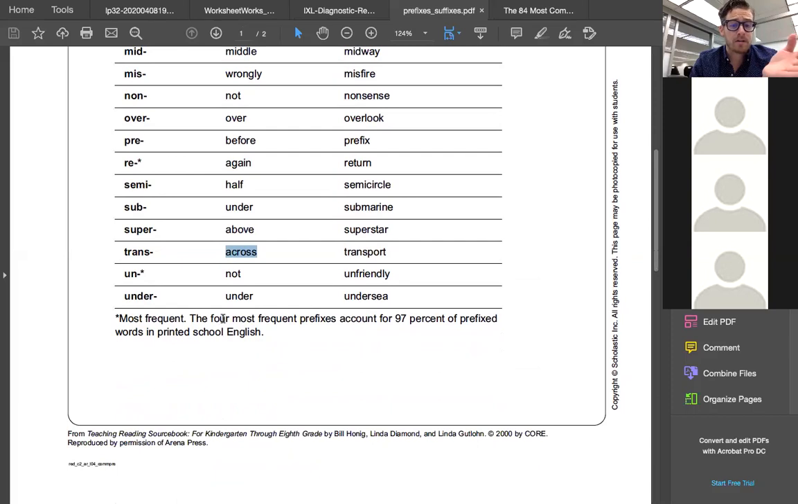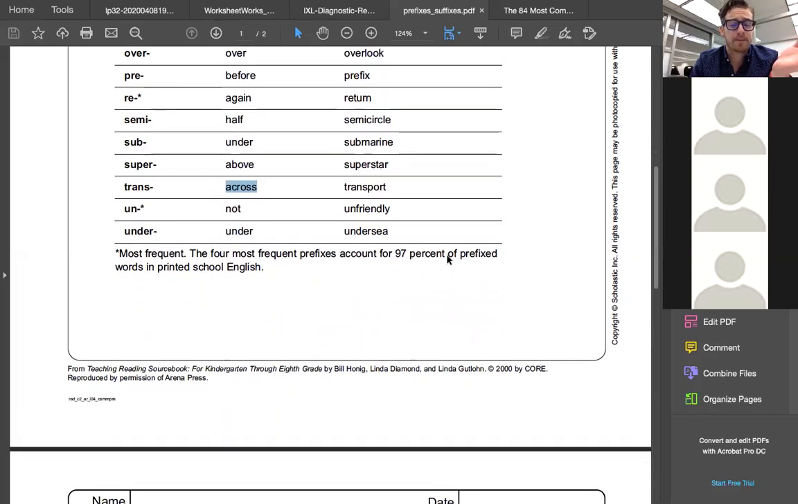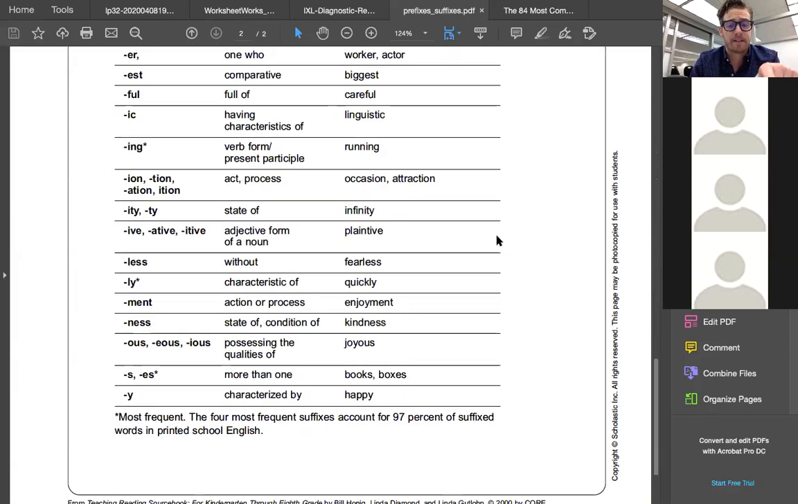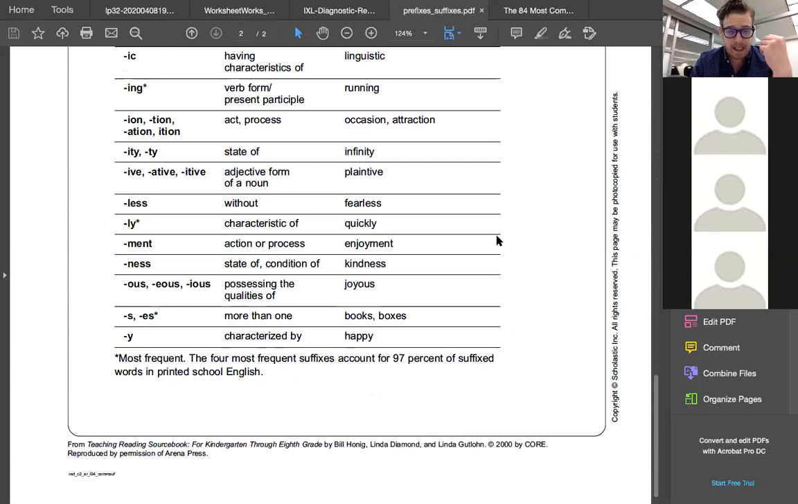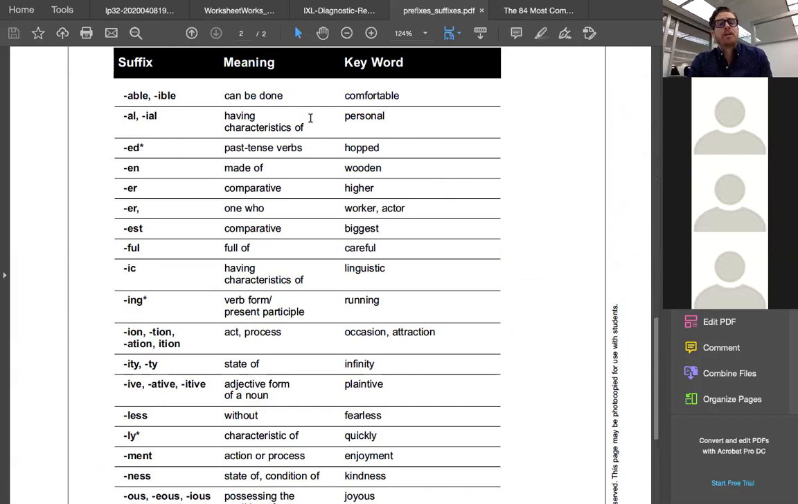What I like here is, look, the four most frequent prefixes account for 97% of prefixes in the English language. Now we're going to suffixes, which are at the end, okay? And we can go through some of them. If we know that the suffix able means whatever that root word can be done, then comfortable means has the ability to have comfort, okay?